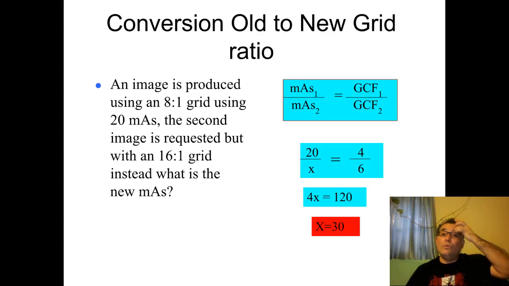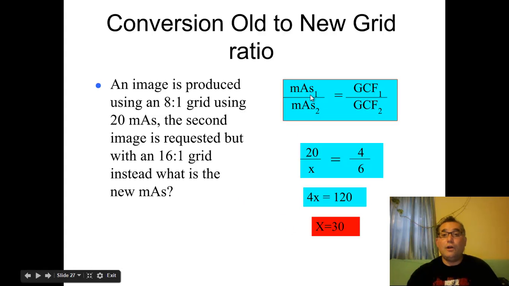Now, what if you already have a grid of a certain grid ratio and you want to switch to another grid? Then we need to use a formula. It's not as simple as multiplying our initial mAs by 2, 3, or 4, right? In this case, we have to do a conversion where first we have our first mAs at our first grid conversion factor, and we want to know what our second mAs will be if we switch to a new grid.